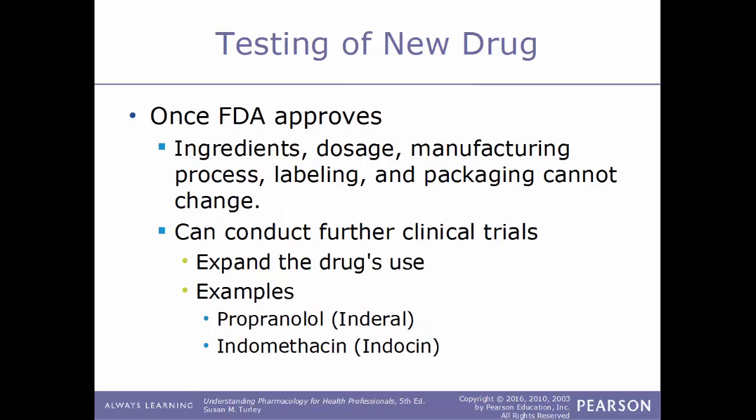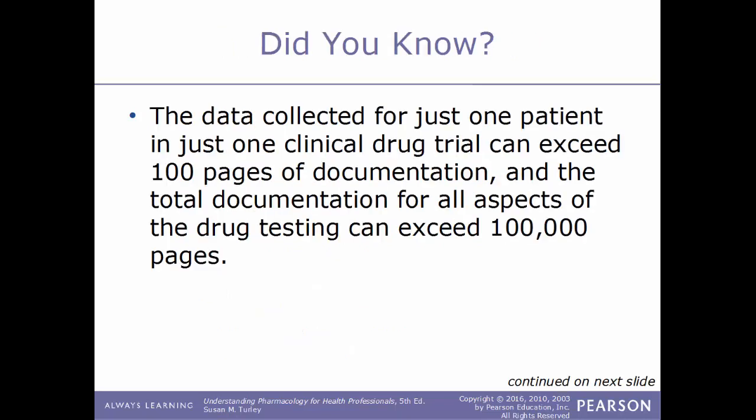Once the FDA approves the drug, the ingredients, the dosage, the manufacturing process, labeling, and packaging cannot change. Now, the drug company can conduct further clinical trials to expand the use of that drug. Did you know the data that's collected for just one patient in just one clinical trial can exceed 100 pages of documentation, and the total documentation for all aspects of a drug testing process can exceed 100,000 pages.